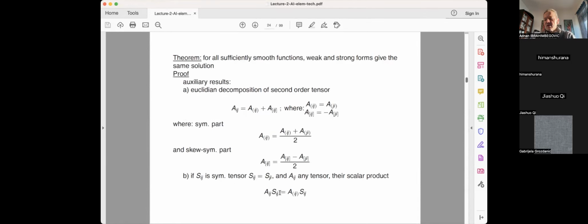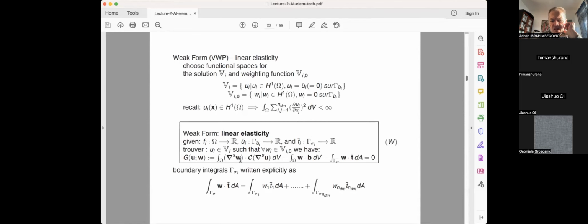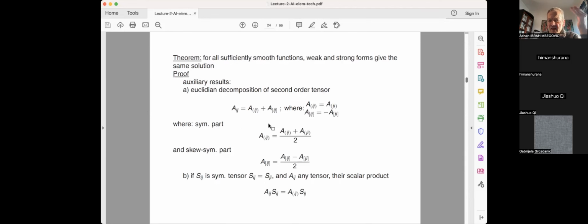So one can actually show that these two things are equivalent. For that, you need the auxiliary result that shows that when you have a scalar product between a symmetric and a skew-symmetric tensor, you see here I kept only the symmetric part because this part here is symmetric. So how could I do that? First, I take a Euclidean decomposition of a second order tensor. Sigma ij is equal to symmetric sigma plus skew-symmetric sigma. Skew-symmetric is supposed to disappear. The symmetric part is obtained by sigma plus sigma transpose divided by 2, where skew-symmetric is sigma minus sigma transpose divided by 2. Here I kept the uppercase letter for generic types of tensors.